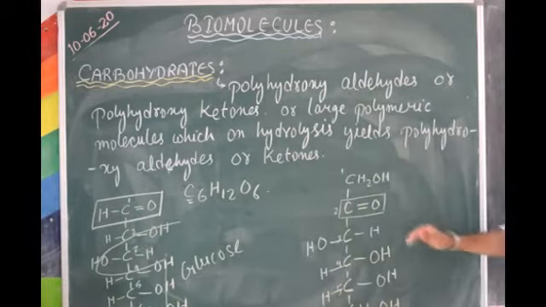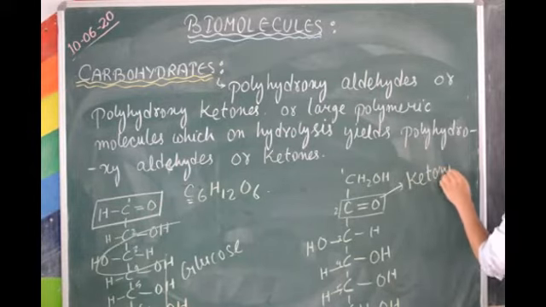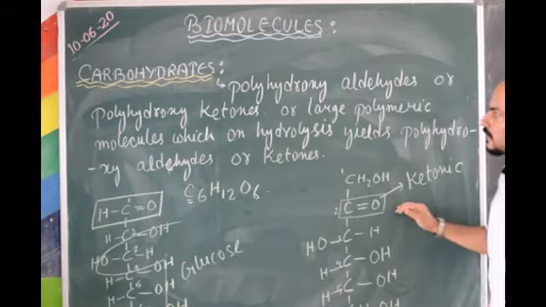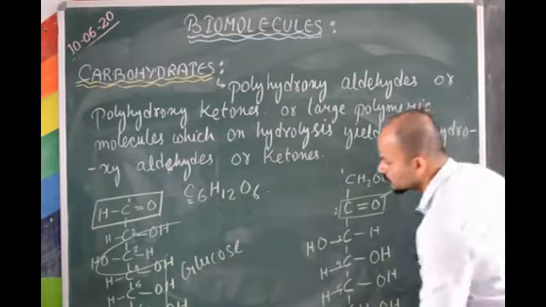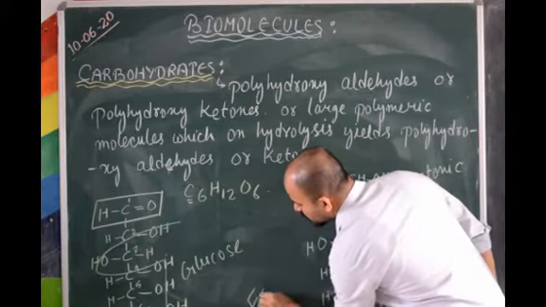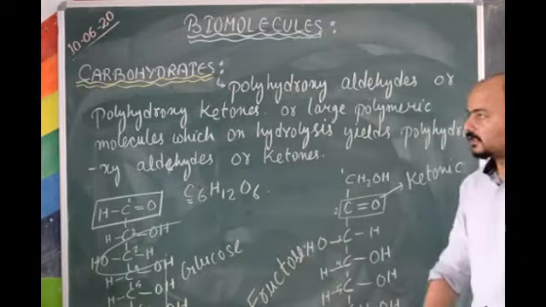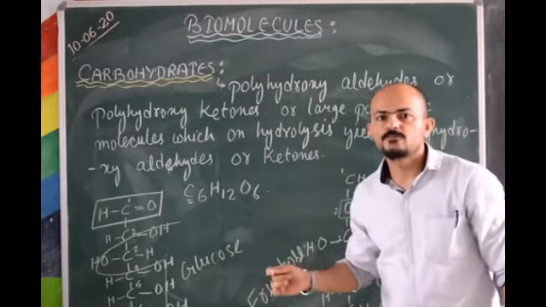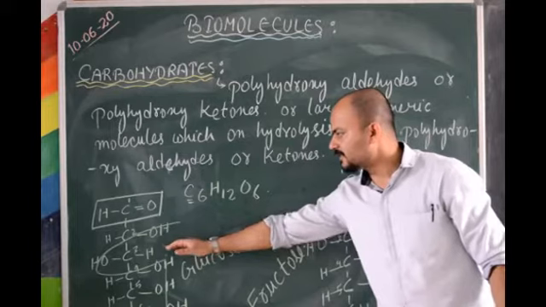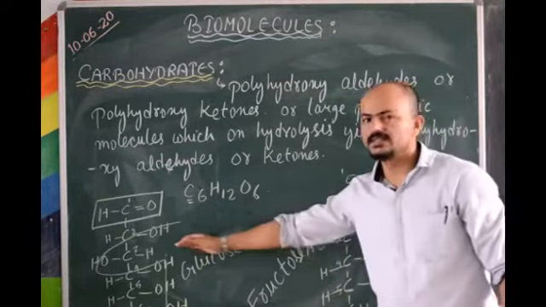Now you saw here you have a ketonic group, and this is also one of the carbohydrates. The name of this particular compound is fructose. These two structures you have to learn properly because they will come in your next topic also, and we'll be discussing them there.